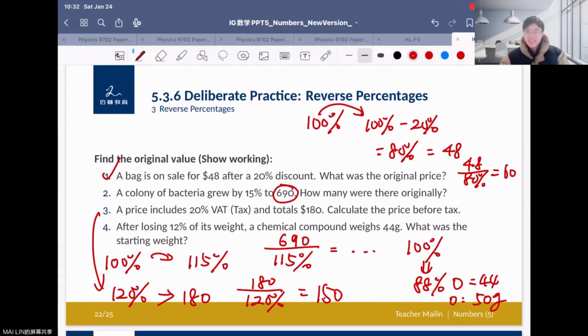After the class, I hope you can try more practice and fully understand what a percentage is and how to calculate this.